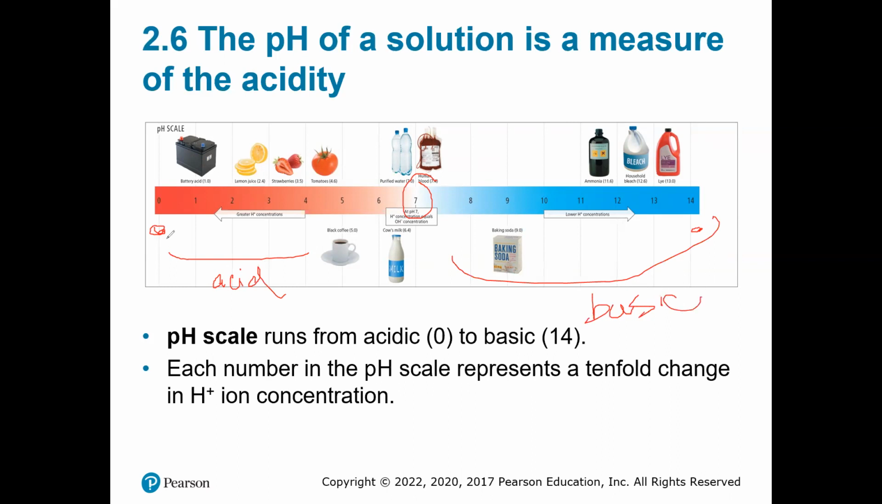Okay, each time the number changes, that is a tenfold change in the number of hydrogen ions that you have. So something that is up here has fewer hydrogen ions than something that is very acidic. It has more hydrogen ions. Okay, so remember A and B. If you go from 0 to 14, acid is before base, and it's in alphabetical order.